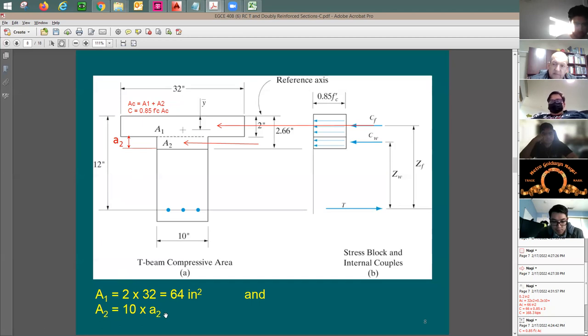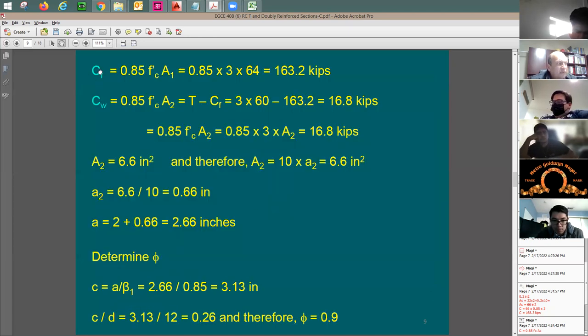If you add both of these two cross-section areas together, multiplied by 0.85 f prime c, it's going to give you the total compression force, and the total compression force is going to be equal to the total tension force. Here's the first compression force in the flange. It is going to be 0.85 f prime c times A1, which is 64, so 163 kips.